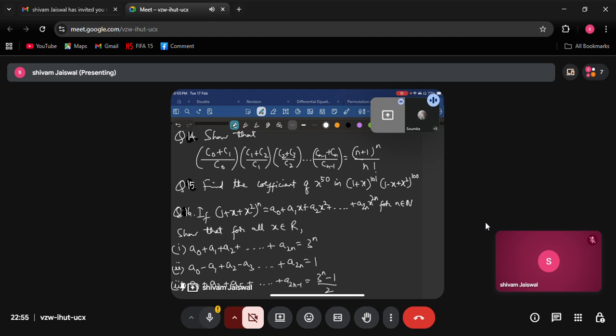Where are you getting this? Seriously, from where are you getting n plus 1 whole factorial divided by r plus 1 whole factorial into n minus r whole factorial? From where are you getting this? Sir, what is the law? The previous page I have not sent. Send it. How will I understand?